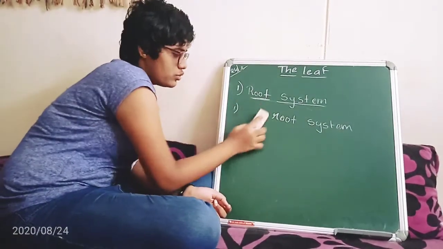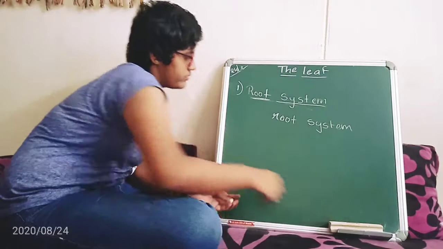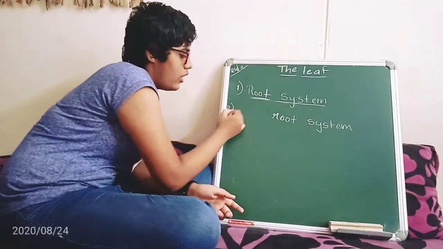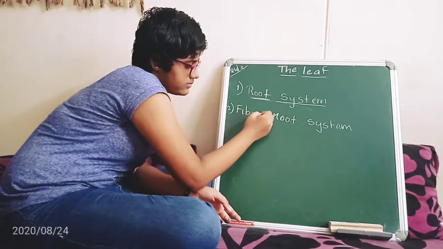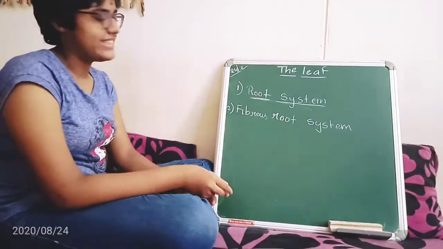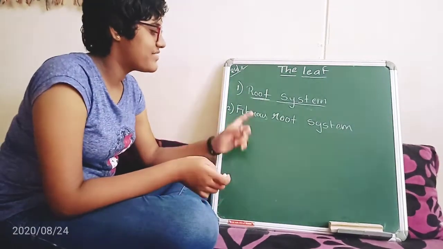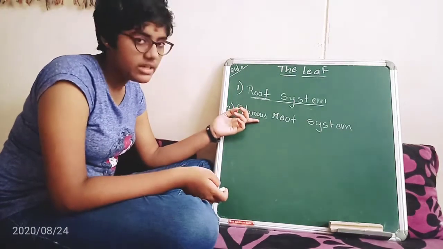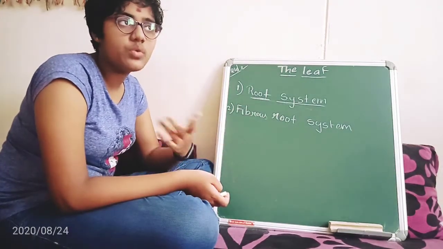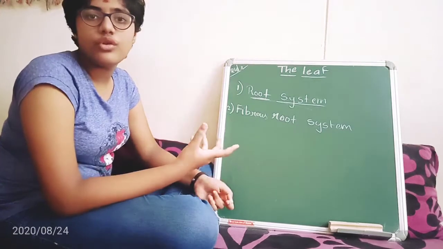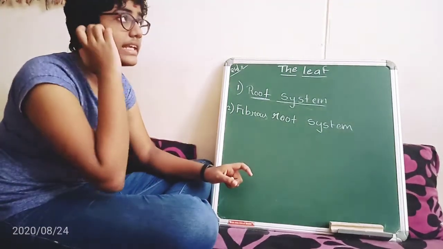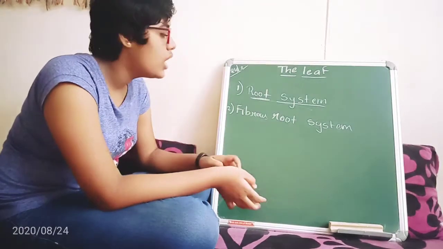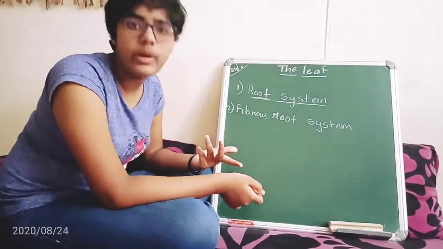Now fibrous root system. All shortcut methods. Fibrous root system. So fibrous means with that you will get the fiber. Fiber means what? How it is. See, you know coconut will have that brownish hairy-like structure on the outside. That is known as fiber.